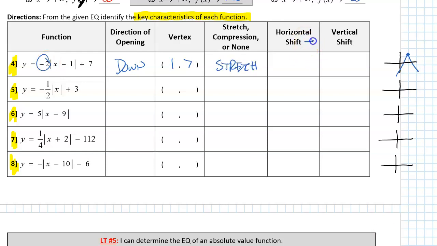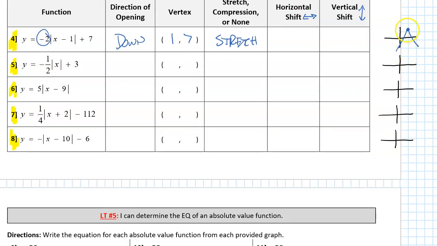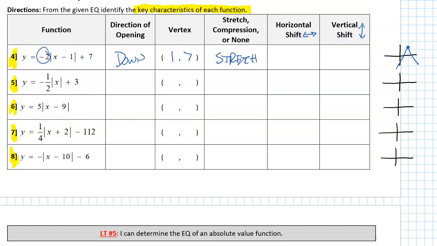Horizontal shift means did we move the graph left or right? Vertical means did we move the graph up or down? Clearly the vertex has been moved both directions here. Horizontally, we moved it right 1 because of our negative 1, and we moved it up 7 because of our positive 7 for the Y. Again, horizontally is right 1. We see negative 1, which we think is negative, but it's actually going to be positive, which is in the direction of right. Taking a look at these others then, for 5 our vertex is at 0, 3.